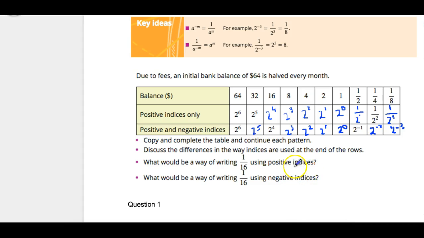So first question here is, what would be a way of writing 1 over 16 using positive indices? Okay, it's depending on what your base is. So let's keep the base as 2. So 2 to the power of what gives you 16? We can see here 16 can be written as 2 to the power of 4. And that as a negative index is 2 to the negative 4. So you can see if we kept going here, we would have 1 on 16.